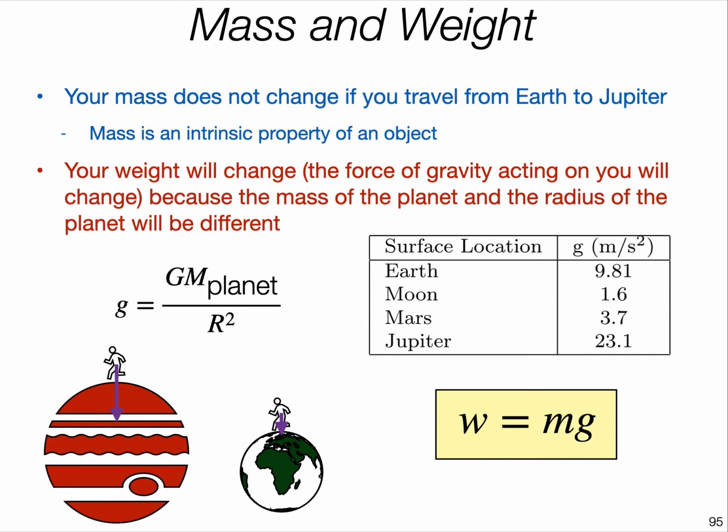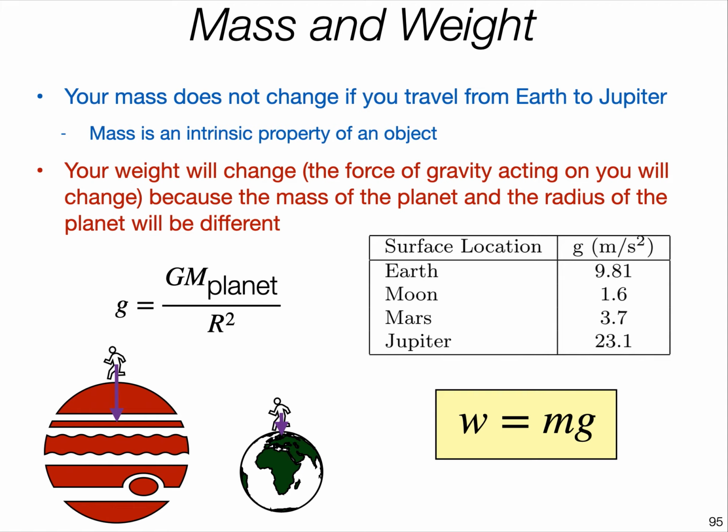Now, a little bit more about weight. Your mass does not change if you travel from Earth to Jupiter. As we talked about, mass is an intrinsic property of an object. It depends just on what particles you have and what mass they have. It's built into those particles. So that doesn't change if you go from Earth to Jupiter or the moon or somewhere else. But your weight does change.